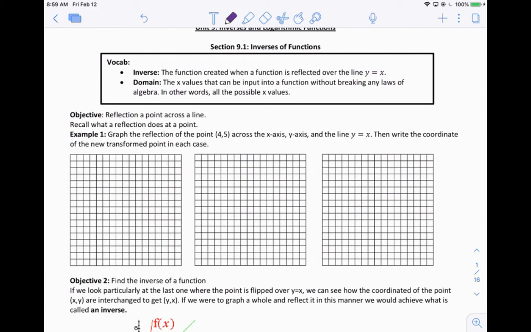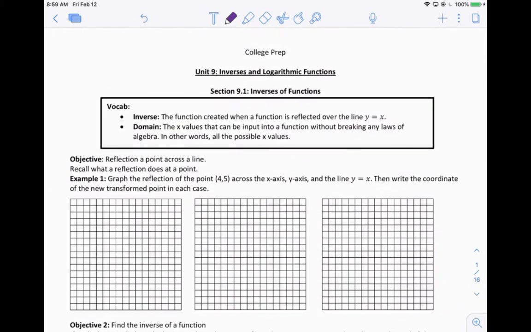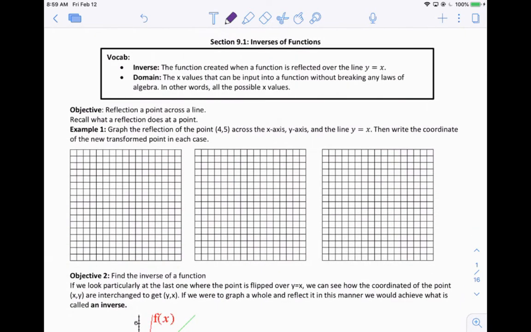All right, so welcome to the videos for Unit 9. This is the first one for Section 9.1, Inverses of Functions. What on earth is an inverse? We're going to look at this through a geometric viewpoint, okay? This first example is going to kind of define what an inverse is. So let's just jump right into this example.